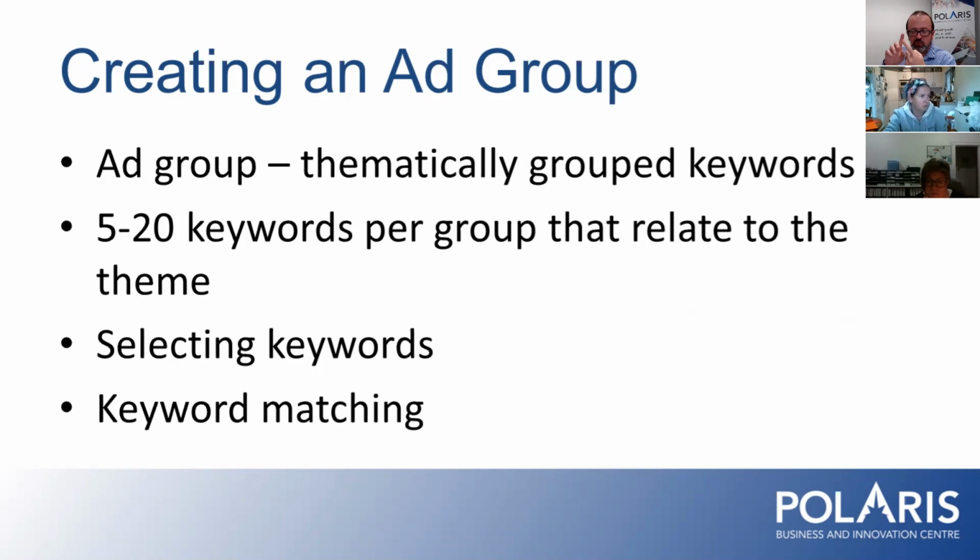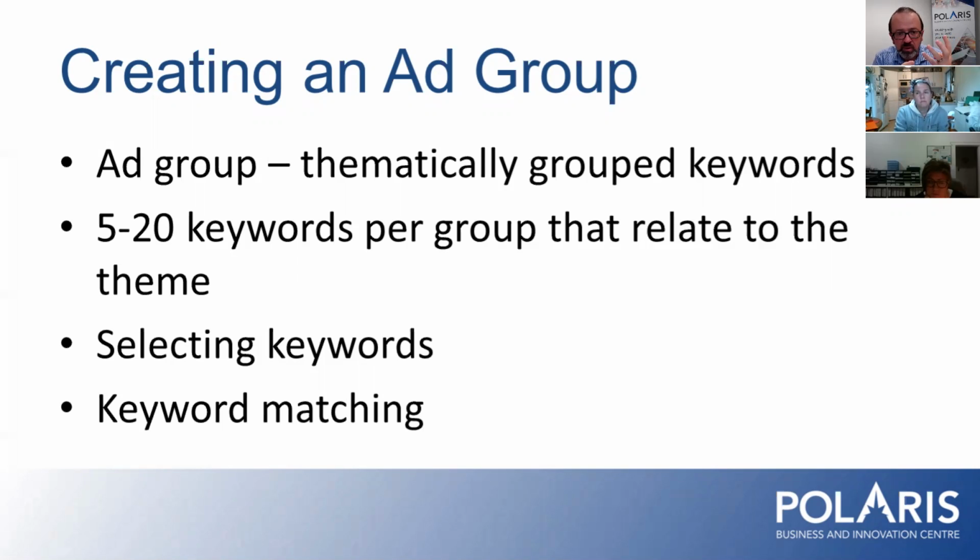Now, the first thing to try to do is to think about ad groups as groups of thematically grouped keywords. So what does that mean? In the case of our baby photography, you might have an ad group that is newborn baby shoots. You might have a group that is family and baby shoots. You might have an ad group that is maternity shoots, okay, or toddler shoots. So you can see that these are all different search behaviors that people are going to have.